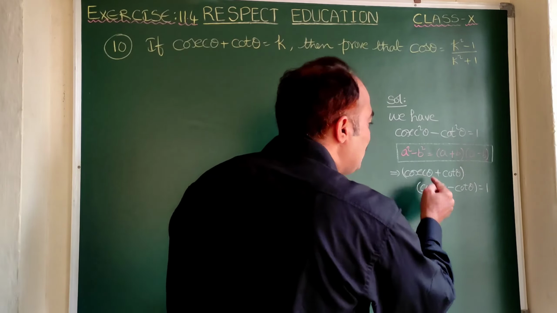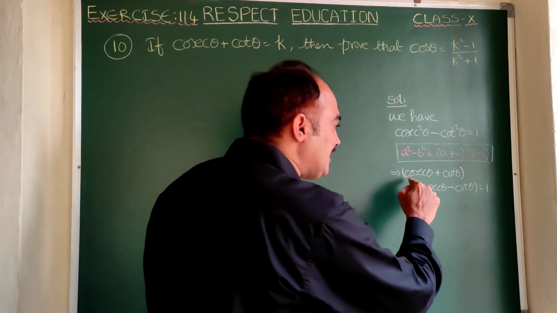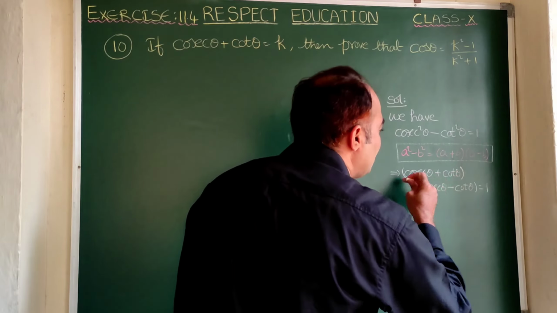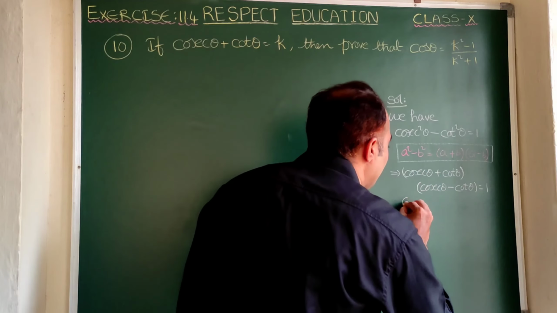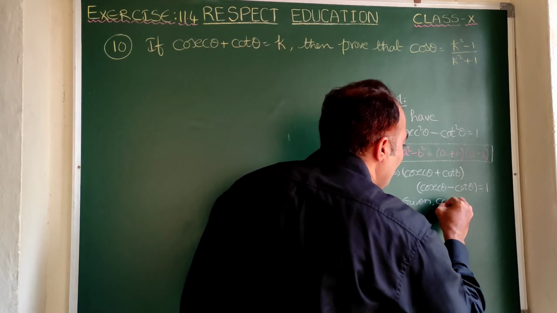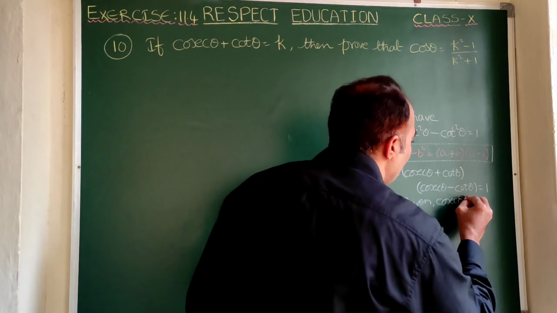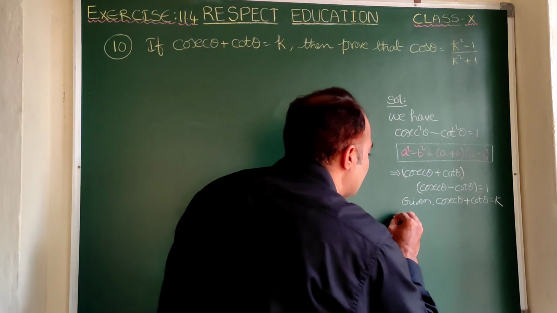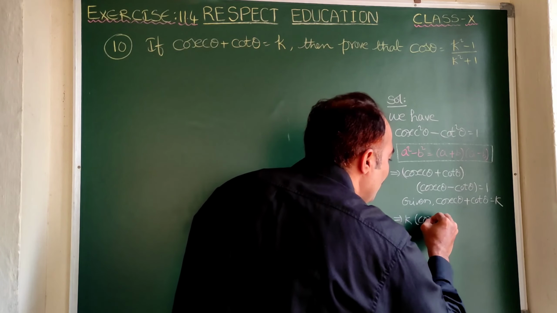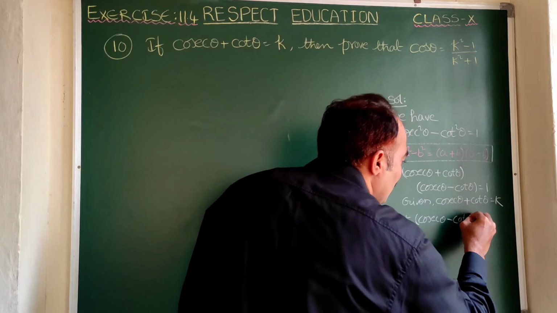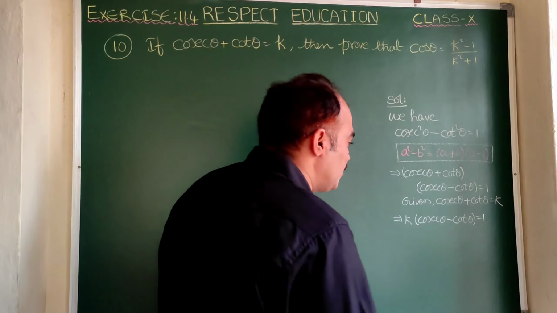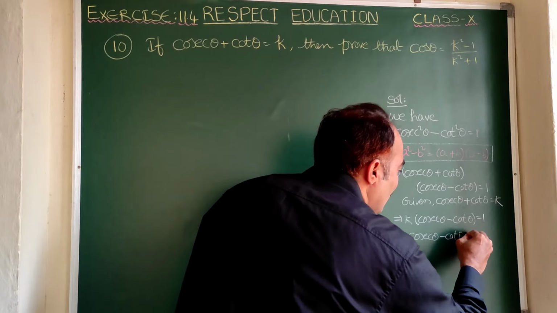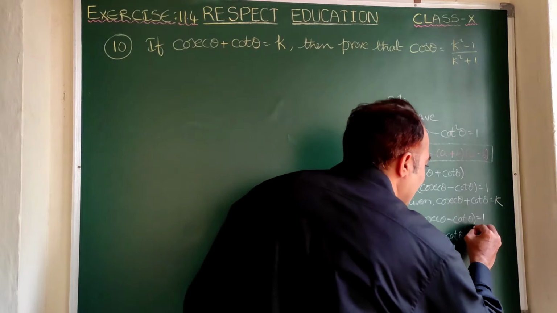In these two, which one is given? Cosecant theta plus cot theta or cosecant theta minus cot theta? Plus cot theta. So let us substitute this one with k. Given cosecant theta plus cot theta is equal to k, let us replace this first value with k. So it is k into cosecant theta minus cot theta is equal to 1. Let us send k that side. So we have cosecant theta minus cot theta is equal to 1 by k.